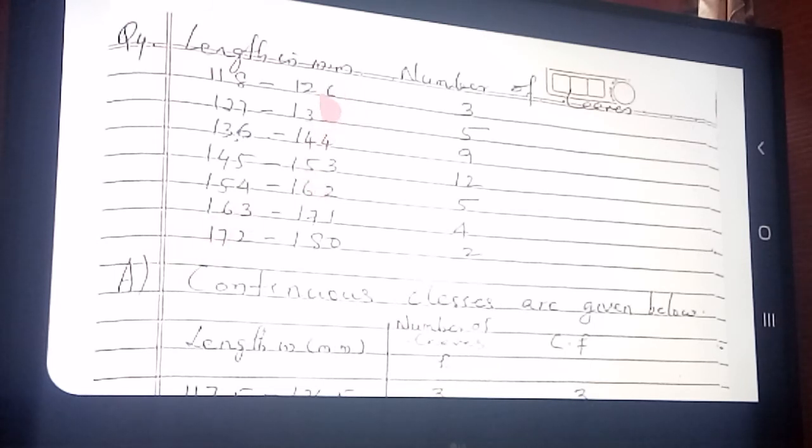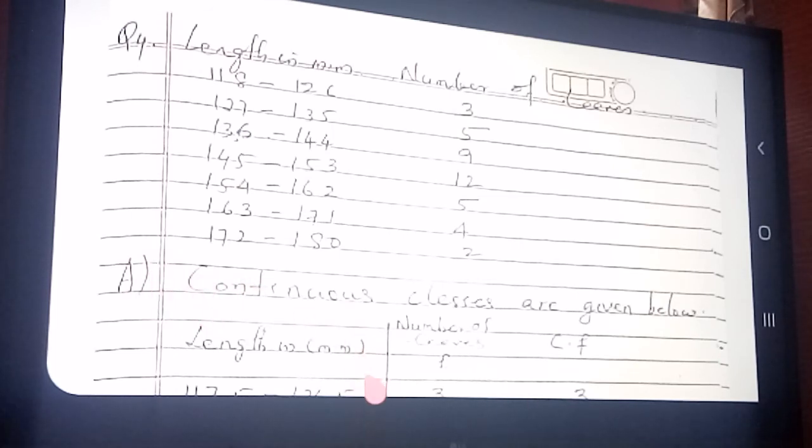Suppose, for example, the gap in between them is 2, you have to take half of 2, and half of 2 is how much? 1. You have to add 1 and subtract 1, then only it will come. But here what is the difference? Only 1. 126 and 127, difference only 1. Therefore the half of 1 is 0.5. So add 0.5 for getting the upper boundary point and subtract 0.5 for getting the lower boundary point. Clear? Okay. So go to the next page.